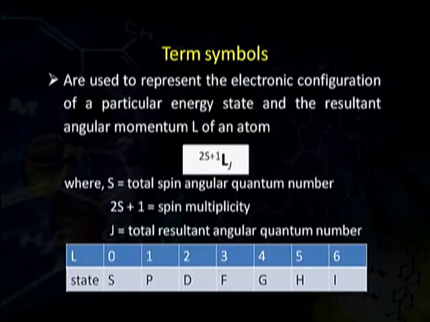If the spin multiplicity is greater than 0, then the spin value would be different. If the spin is 0, then the 2S plus 1 value would be 1. The different L values, 0, 1, 2, 3, 4, 5, 6, can be arranged according to their state values. For L equal to 0, the state would be S. For L equal to 1, the state would be P, and for L equal to 2, 3, 4, 5 and 6, the respective states would be D, F, G, H and I and so on.